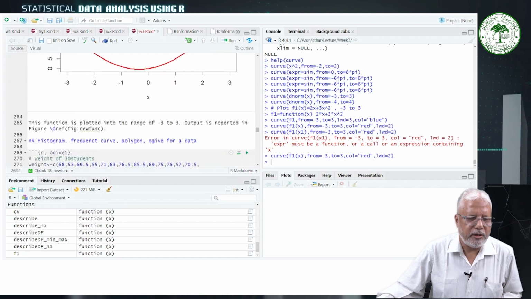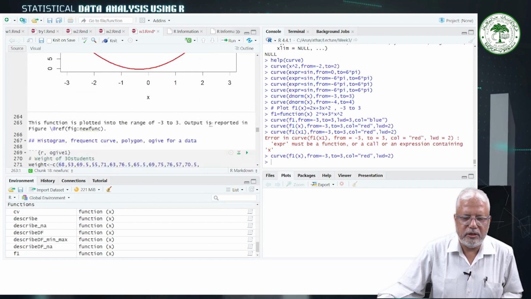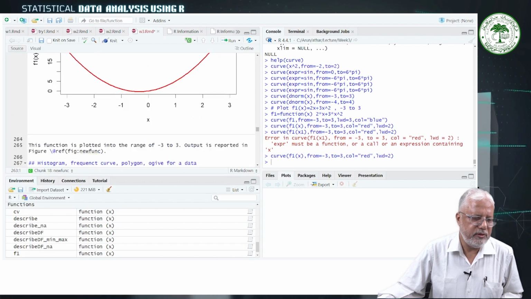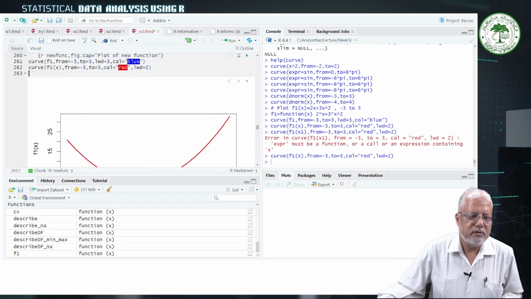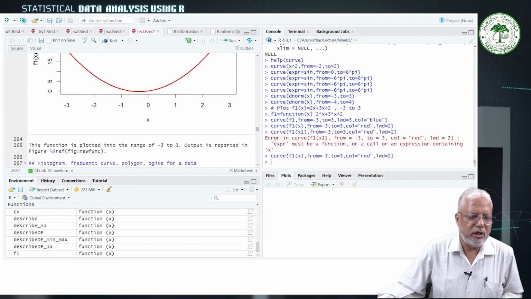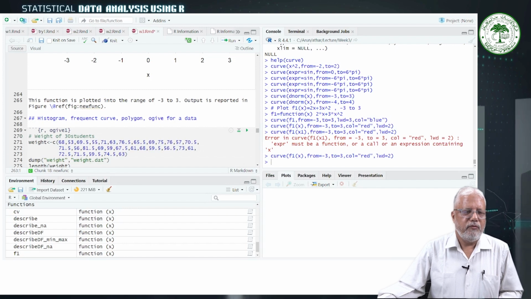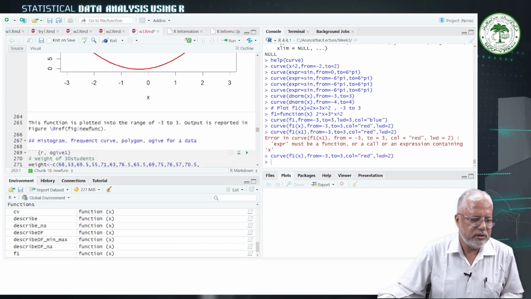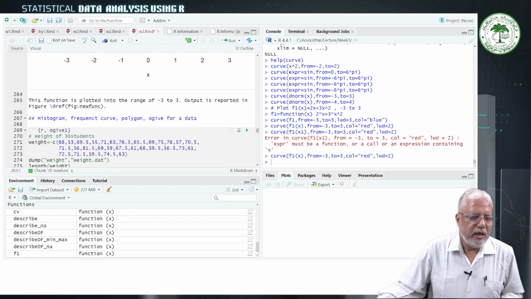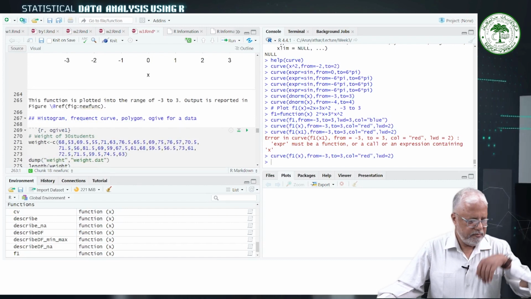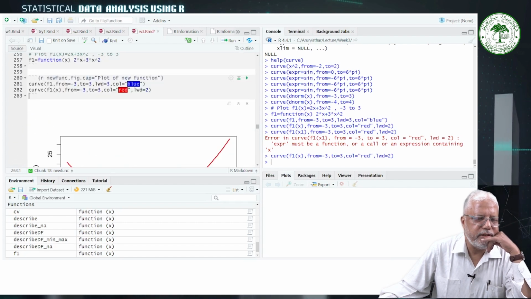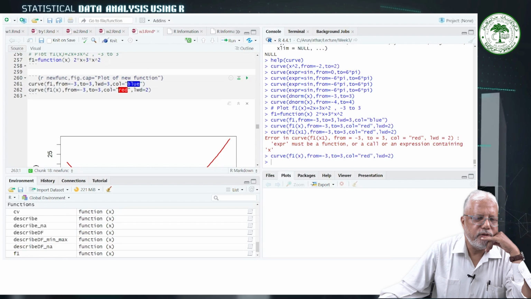The function is plotted in the range of minus 3 to plus 3. Output is reported in the figure. So here these figures will be generated into the document, but I am not going to talk about those things here. When I talk about the documentation part, I will do all those things, and we can refer to the figure also. Say for example, if you define some other function, you can plot that.